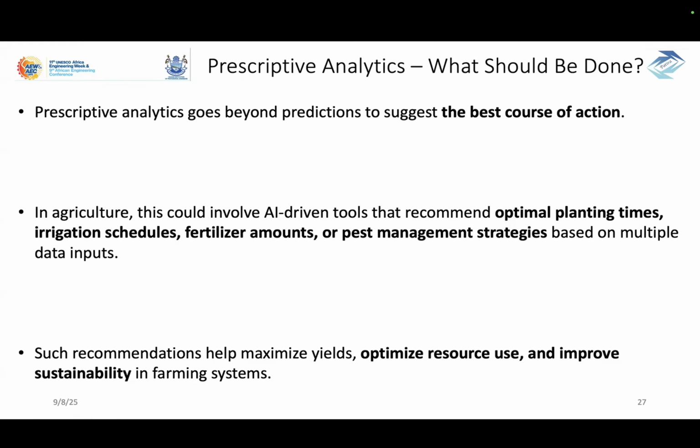So if you develop your model, somebody has to use it somewhere, either a farmer or an engineer. So this one is called prescriptive analytics. It goes beyond prediction, suggesting the best course of action. So in agriculture, this could involve AI-driven tools that recommend optimal planting times, irrigation scheduling, fertilizer amount, or pesticide amount based on multiple data input.